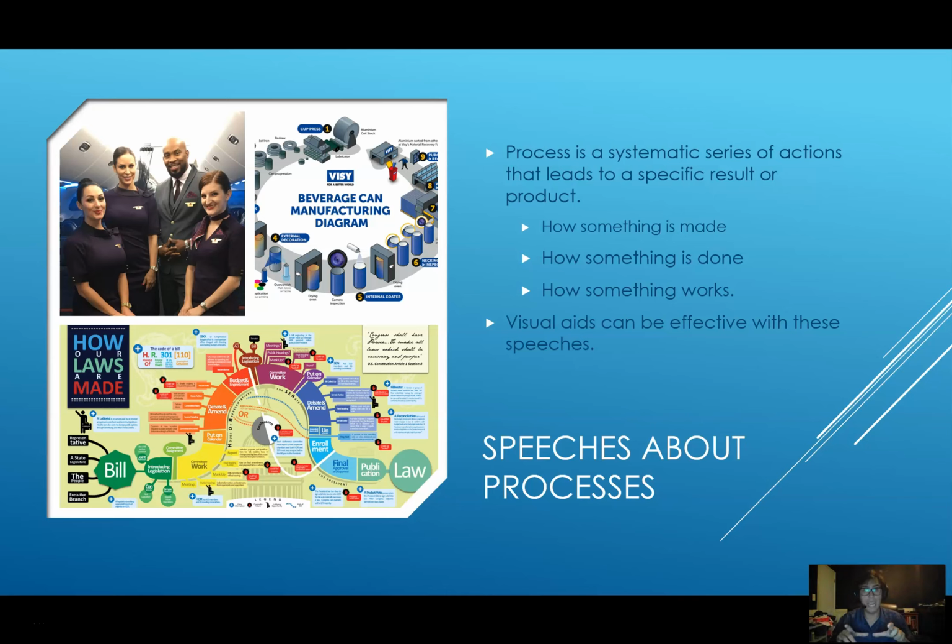A lot of times with these sorts of speeches, visual aids are highly effective. Give you an example of how to bake a cake. That requires a lot of visual aids. Imagine trying to teach someone something without visual aids. Try to describe how to bake a cake without a visual aid. That's going to be incredibly, incredibly challenging.